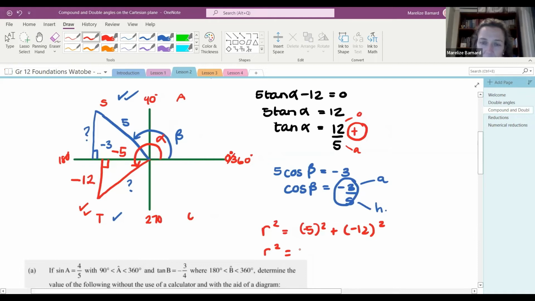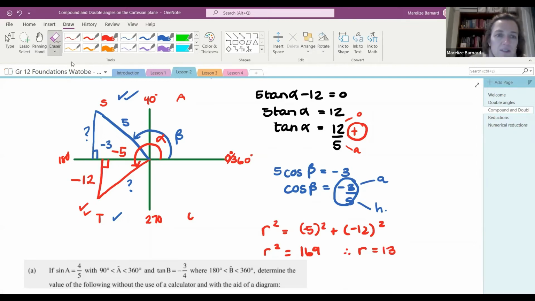I'm just going to do it on my calculator quickly. 25 plus 144 is 169. And then r is 13. Thanks, Sibusiso. That is 13. I agree. So let's put that there.